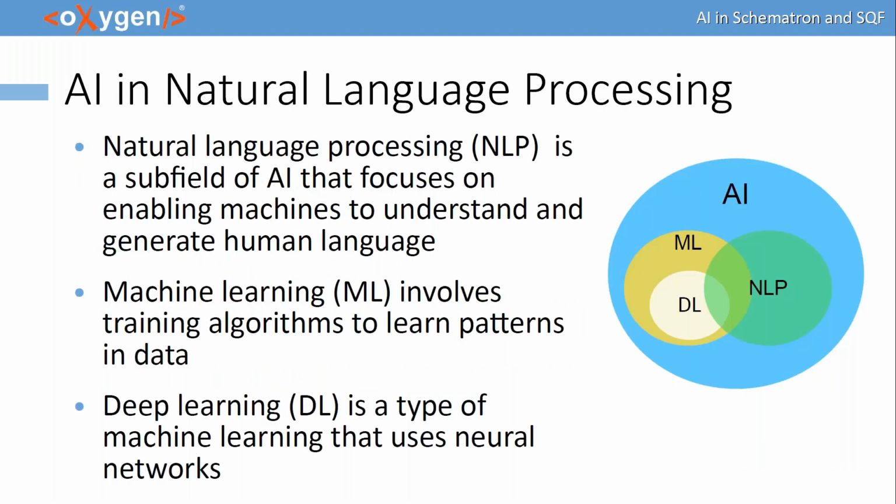Natural language processing is a subfield of AI that focuses on understanding and generating human language using machines. Machine learning involves training algorithms that learn patterns in data. Then we have also deep learning, which is a type of machine learning that uses neural networks.